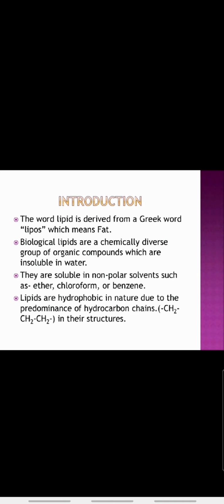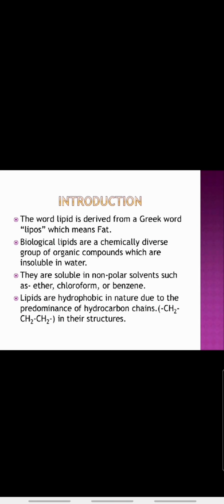Take note of that. Aside from that, these are the compounds that are non-polar solvents, like ether, chloroform, and benzene. When lipids mix with these compounds, the result is that they are soluble in non-polar solvent. But if the lipids are mixed into water, it is insoluble. You cannot mix it. You can basically see the differences between the water and the lipids, or the substance itself.